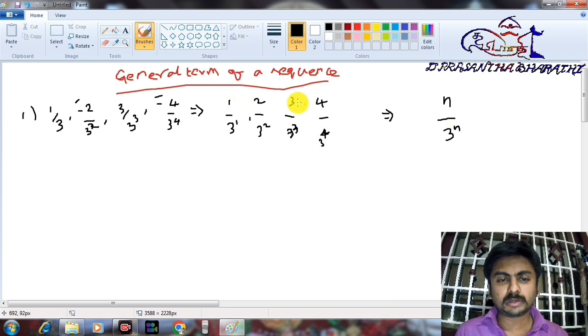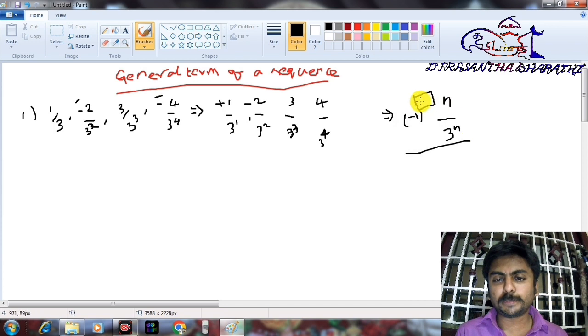So now not all the terms are positive. The first term is positive, the next term is negative. So in the odd positions we will have positive, in the even positions we will have negative. So the sign can be decided by the factor minus 1 power something. This factor represents the sign of the term.